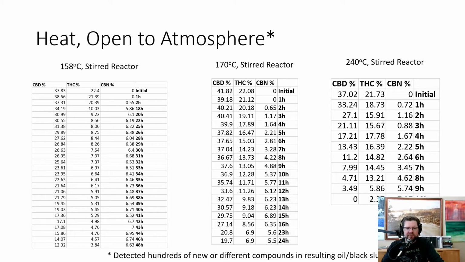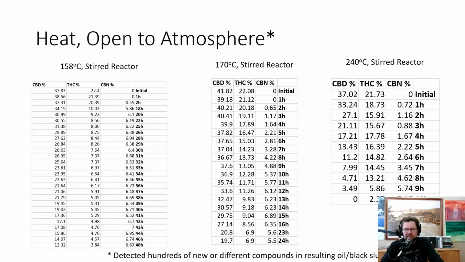And you can see that this was over 48 hours. If you increase the temperature to 170 degrees Celsius under a stirred reactor, similar conditions, going 24 hours, you can see again you're going from 40 to 19. That's you're reducing the amount by half. You're also going from 22 to 6.9, and you're also creating more CBN. So this looks like it has some promise.